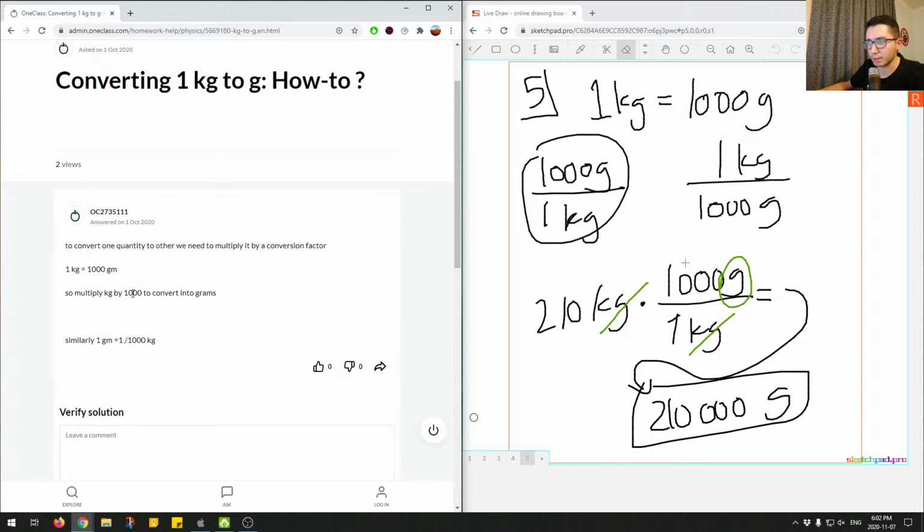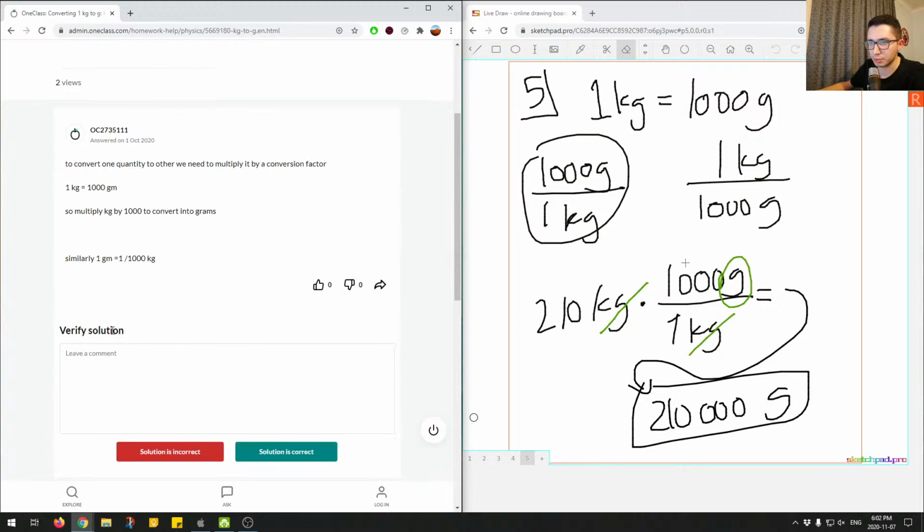So multiply kilograms by 1,000 to get the grams. So this is correct. And then similarly, they give you the opposite direction. So 1 gram is 1 over 1,000 kilograms. So correct answer. Great work. And we'll mark this as correct.